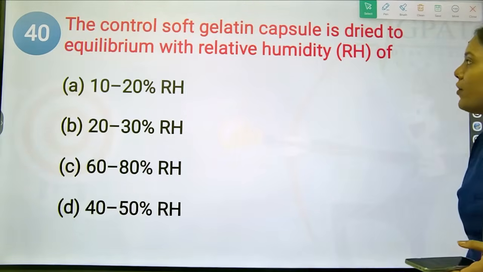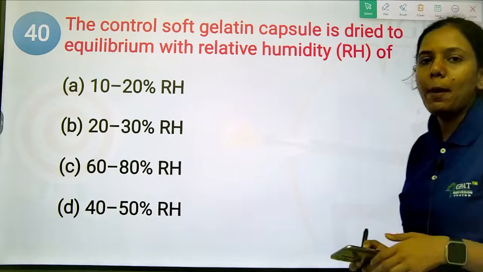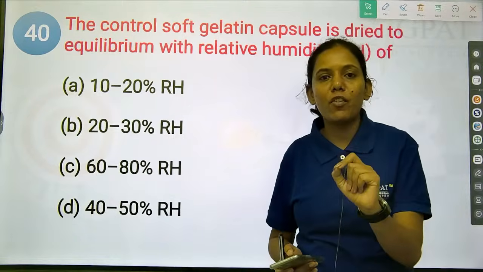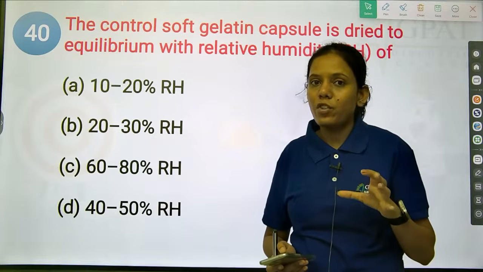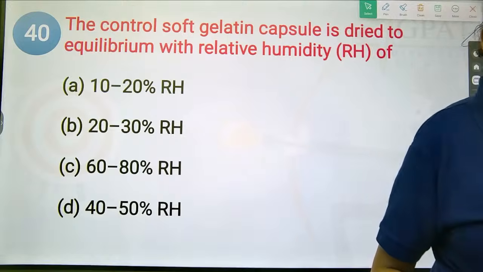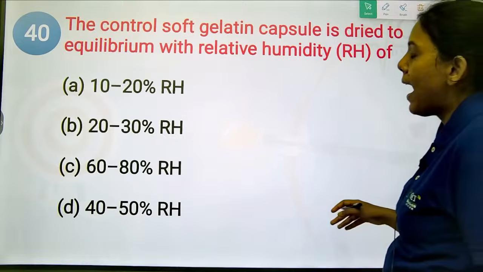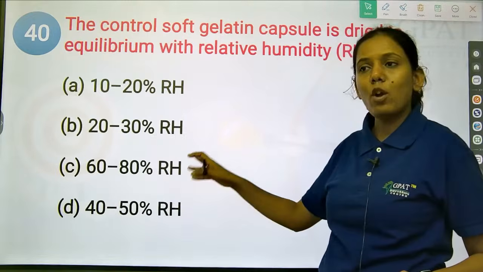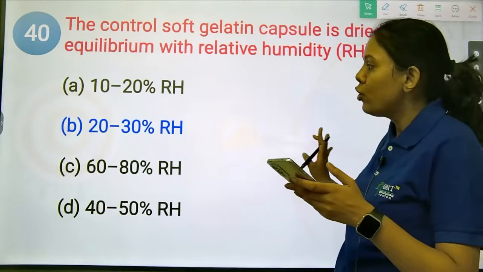The controlled soft gelatin capsule is dried to equilibrium with relative humidity of how much? Because soft gelatin capsule contains a higher percentage of plasticizer, it has the tendency to absorb moisture to some extent. So there has to be a controlled humidity. How much should be the humidity? As you see, if it is 60 to 80, that is almost accelerated one, right? So 20 to 30%, which is a normal room condition. So B is the right answer.